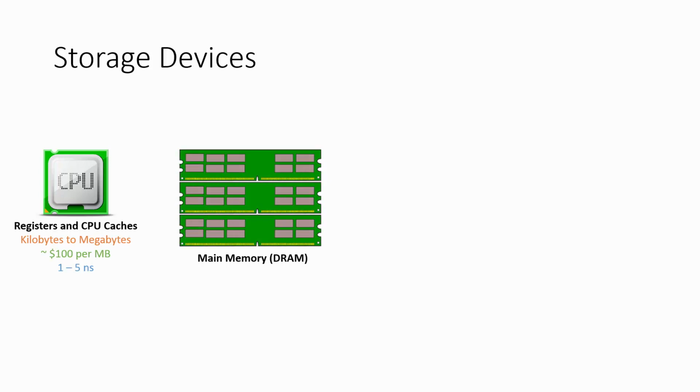Next in the storage devices, we've got main memory, also known as DRAM. Now, this can range from 4 gigs to about a terabyte in size these days. Typically, having a terabyte of memory is reserved for high-end servers, but it is possible. And this kind of memory costs about $10 per gigabyte, so it's a lot cheaper than registers and CPU caches. As you can see, it's just many orders of magnitude cheaper. But you also increase the latency by an order of magnitude. So depending on the type of RAM technology used, your latency can differ from 10 to 50 nanoseconds.